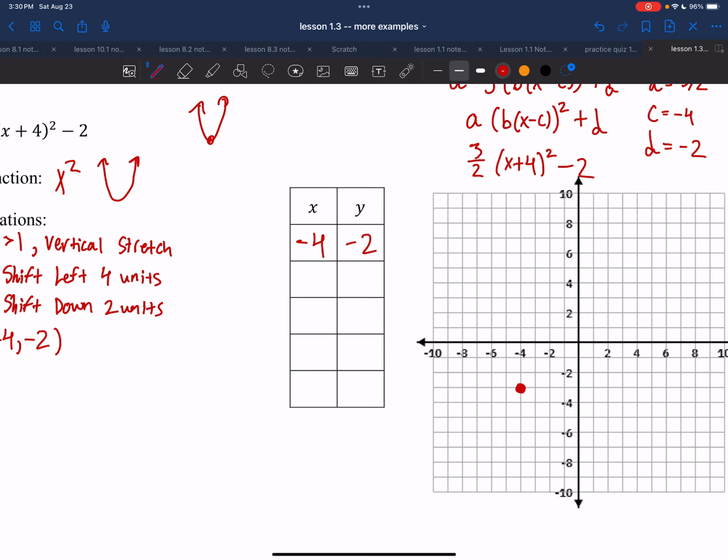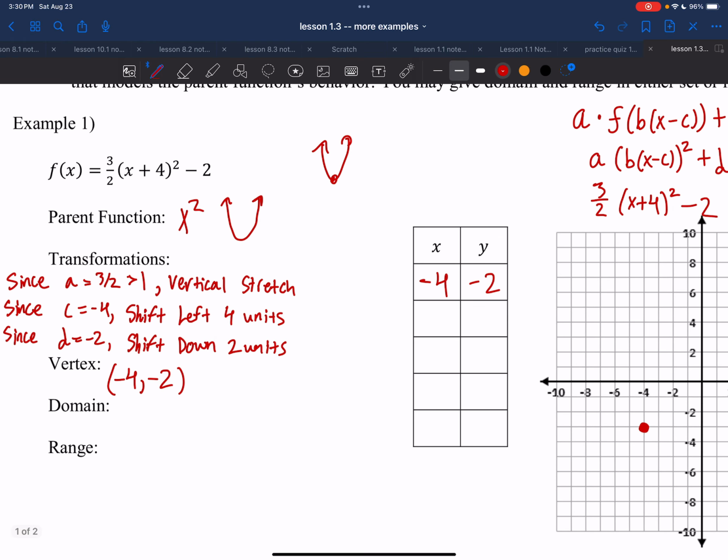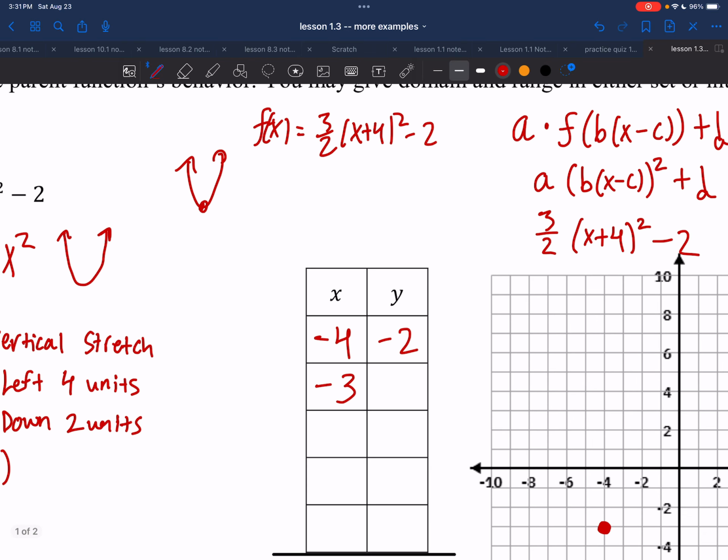Just maybe increments of 1 or 2 away. So the point that would be after -4 would be -3, right? And so I could plug this in. Now, what do I mean by plug in the point? Well, f of x is 3/2 times (x plus 4) squared minus 2. When I say plug in x, I'm saying evaluate f of, let's say, -4. Then that means to replace x with -4 directly into the equation and then compute it.